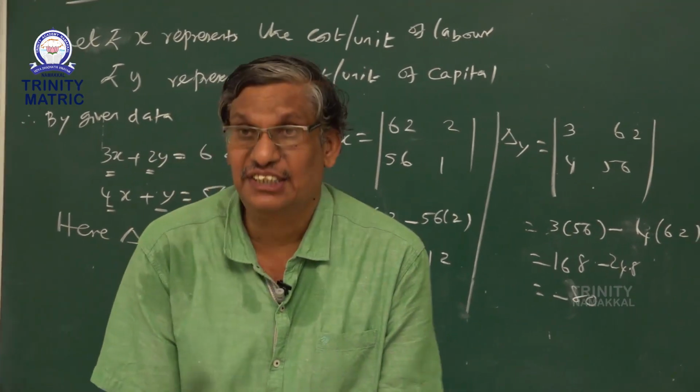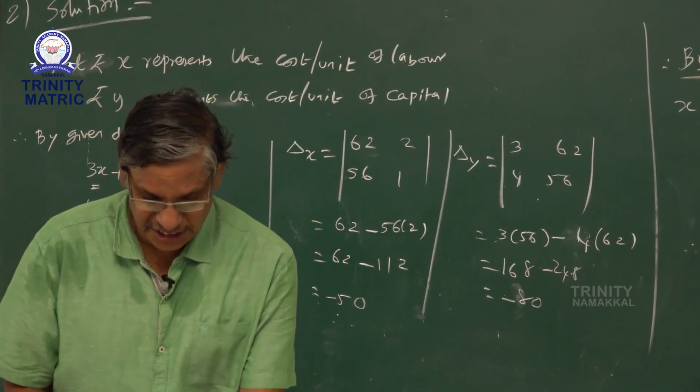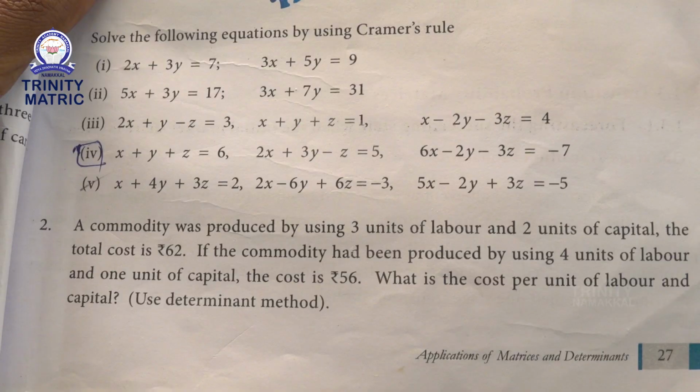Now we will go for exercise 1.2 second sum. That is in your textbook. The question is, a commodity was produced by using 3 units of labor and 2 units of capital. The total cost is 62. Likewise, another one is, if the commodity had been produced by using 4 units of labor and 1 unit of capital, the total cost is 56.